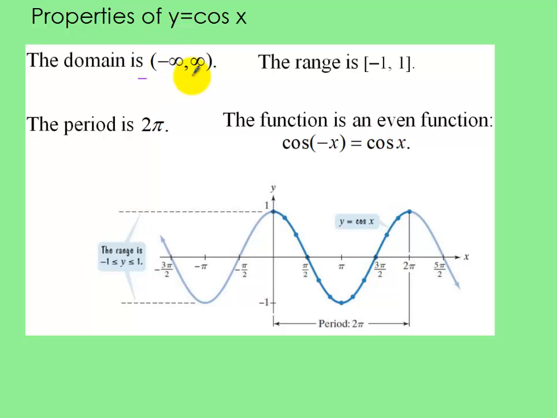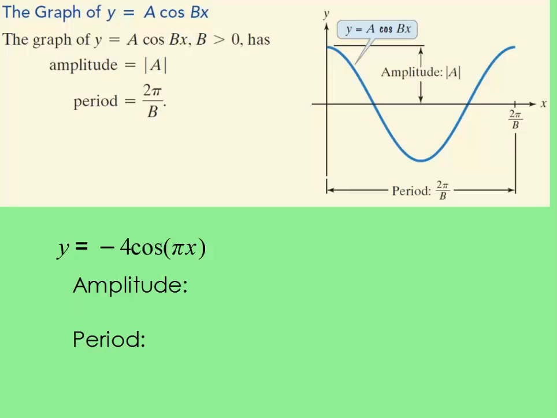Some properties. The domain is still everything. The range is -1 to +1 inclusive. The period is 2 pi, and it's an even function. The amplitude and period work the same way as for the sine function. So for this case, the amplitude would be 4, and your period is going to be 2 pi over pi, which would just be 2 in this case.